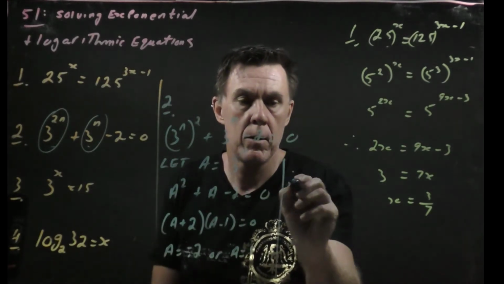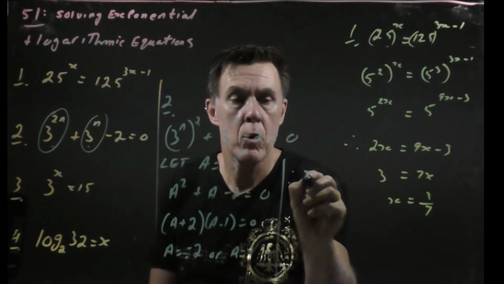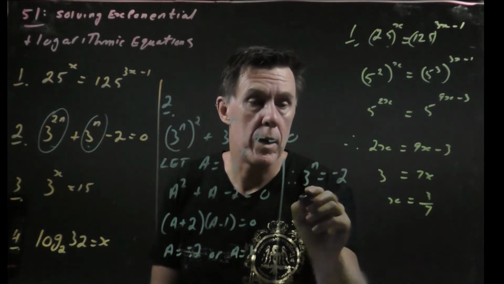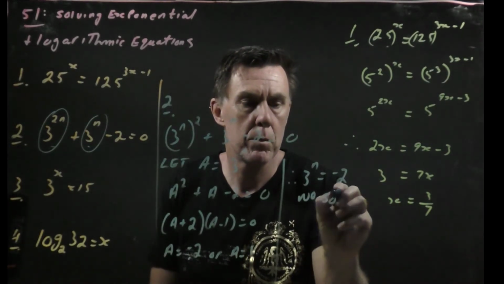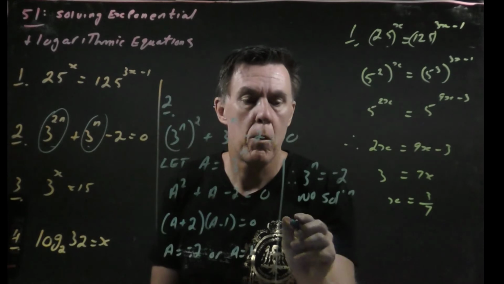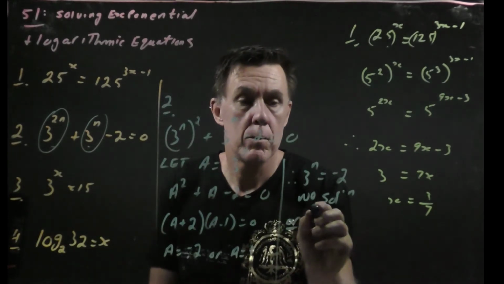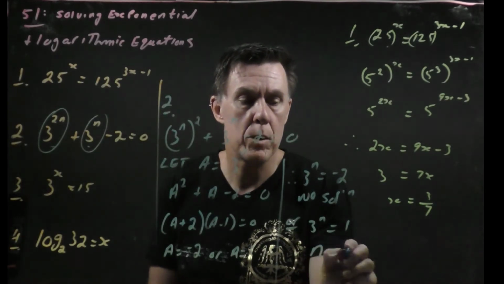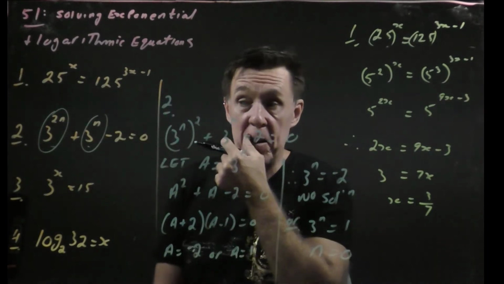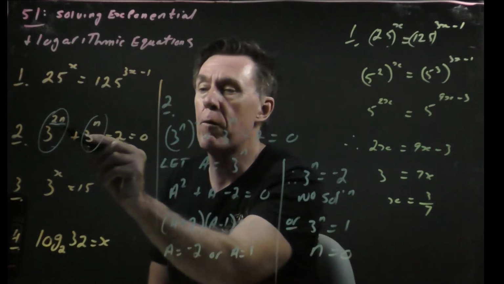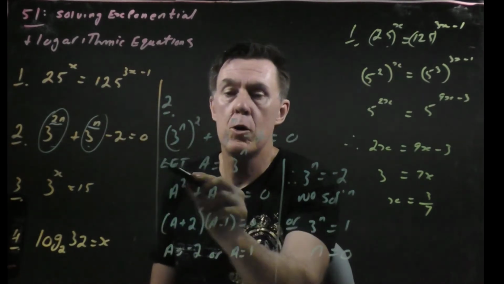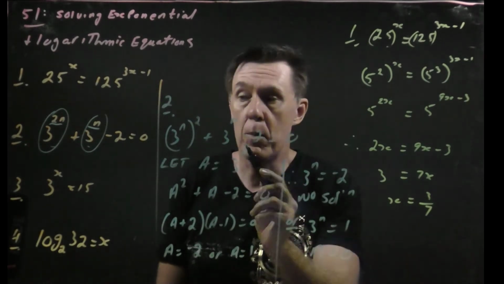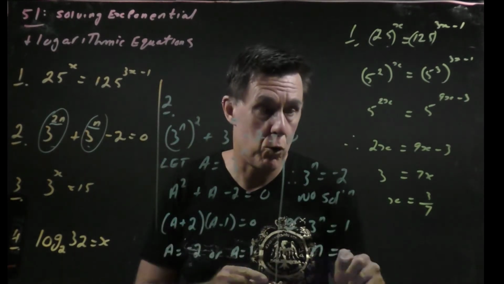So therefore either 3 to the n must be equal to negative 2. No solution to that. Or 3 to the n is equal to 1. And we know straight away that n must be equal to 0. So in situation number 2, look for that there, turn it into a quadratic, solve as per normal. Now give me a moment, I'll get number 3 and number 4 ready to go.